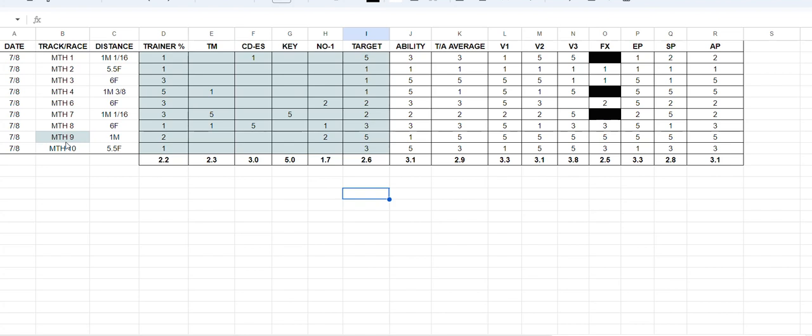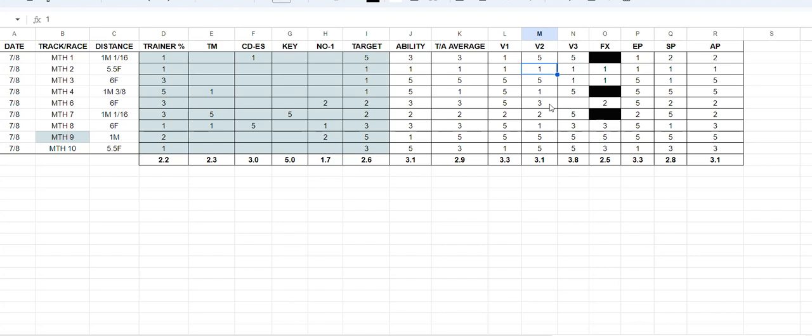What I did was, anytime there's a 1, that means in that particular race, the horse that won the race exhibited that particular factor. Okay? Anytime there's a 2, the horse that finished second was tops in that factor. And anytime there's a 3, the horse that finished third was tops in that particular factor. I did not dig into where they ranked if they were second in that particular factor or third and so on.